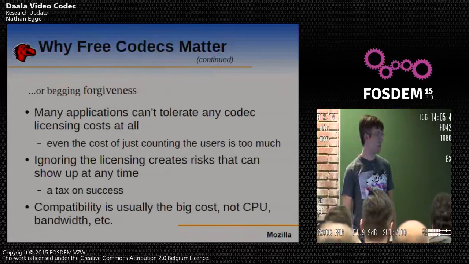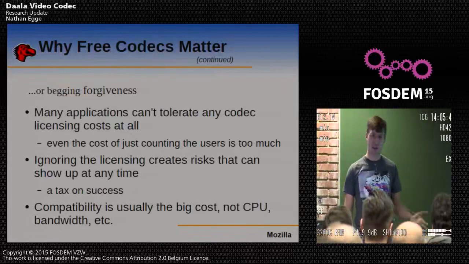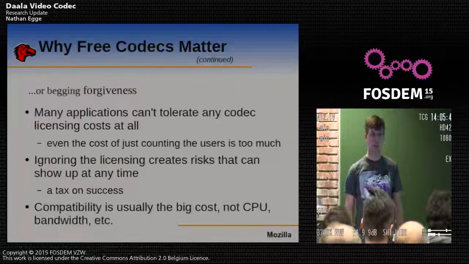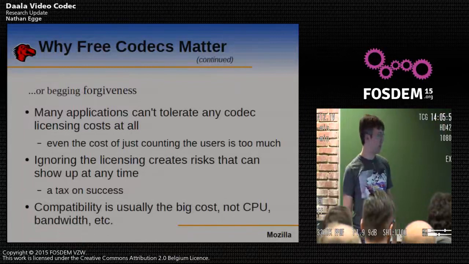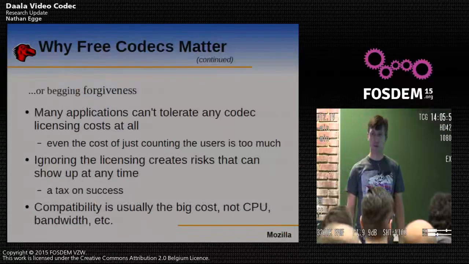And so a famous case is Skype. They started by using VP7 and VP8, and then when they became larger and successful, they had the revenue to then license other codecs like H.264. And so there's sort of this tax on success that shows up when you use codecs without being mindful of the licenses.